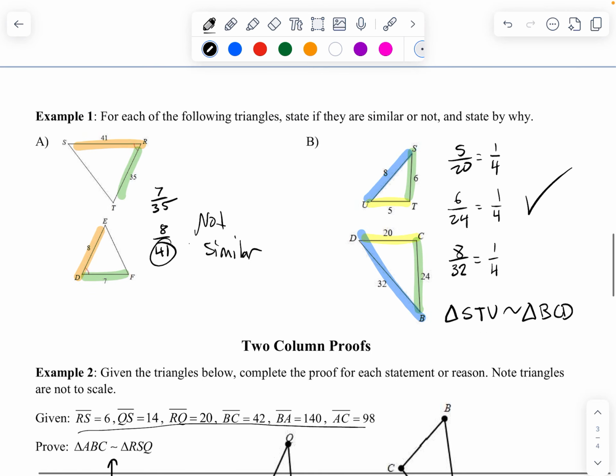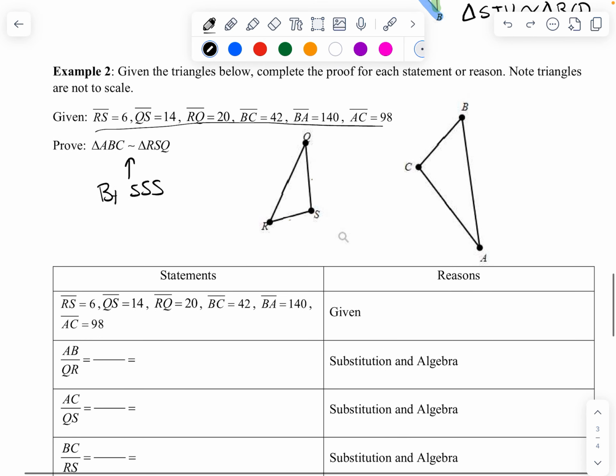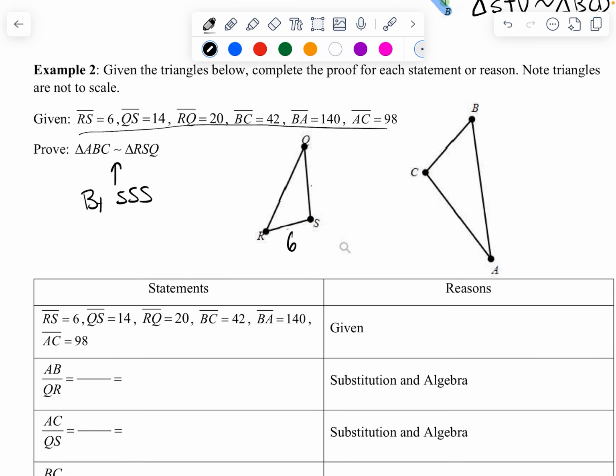Meaning that you need to make sure that all of the proportions are exactly the same. And if you haven't proved that yet, then you haven't proved side, side, side. All right, so know where you're going to go from the beginning, and that will help you guide yourself through this. So R to S, we're told, is 6, QS 14, RQ 20, BC 42, BA 140, AC 98.